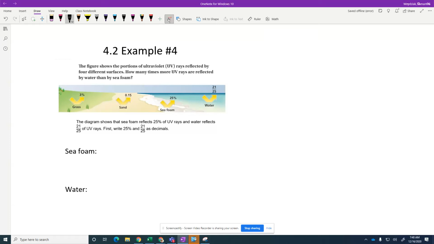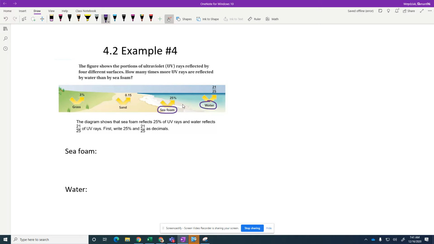4.2 example number 4, it says the figure shows the portions of ultraviolet (UV) rays reflected by 4 different surfaces: grass, sand, seafoam, and water. How many times more UV rays are reflected by water than by seafoam? So we actually can eliminate some of these things. We're only looking at the seafoam and the water.